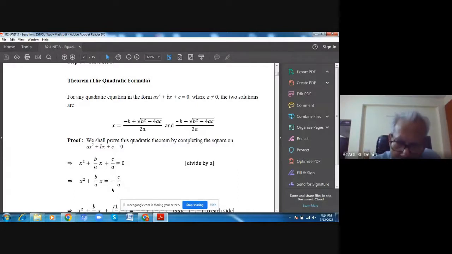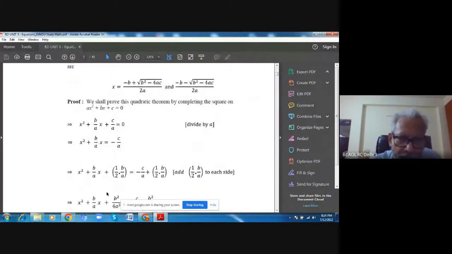And finally, after that, we add this to each side. Add 1 by 2 into b by a, squared. This is the additional term, you can add it here. And here also, on both sides, you have to add it.